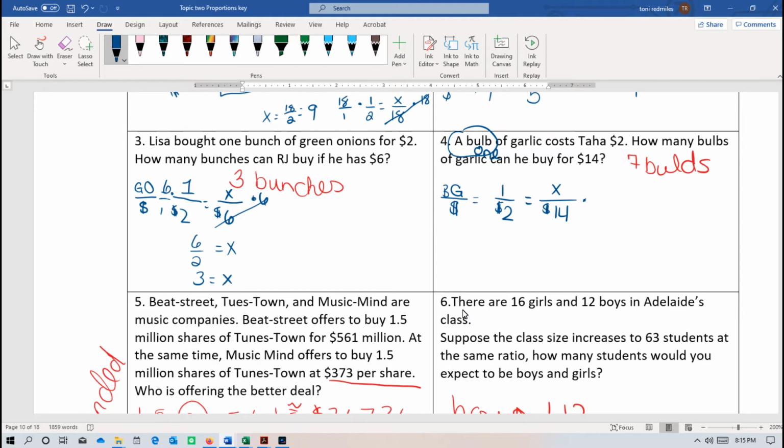So I'm going to multiply both sides by this 14 because it's dividing the x. I'm going to put a 1 underneath my 14, and that's going to be 14 over 2 equals x. And 2 goes into 14 7 times.